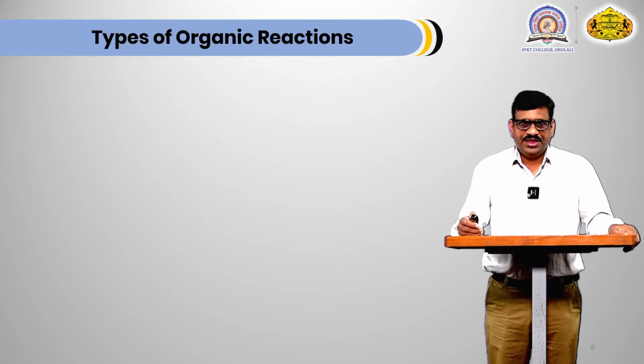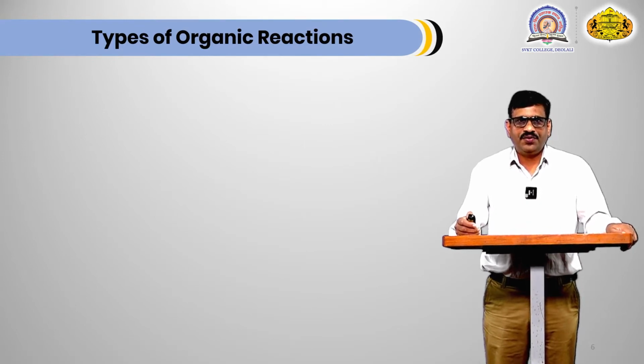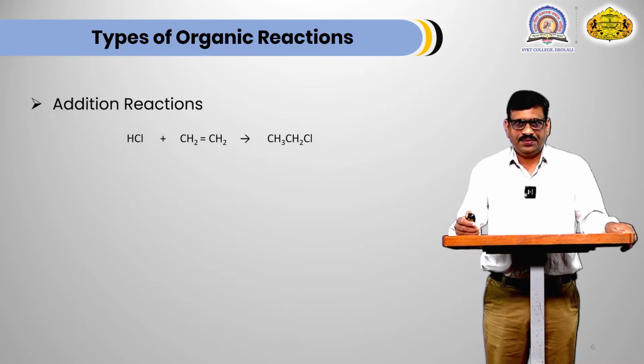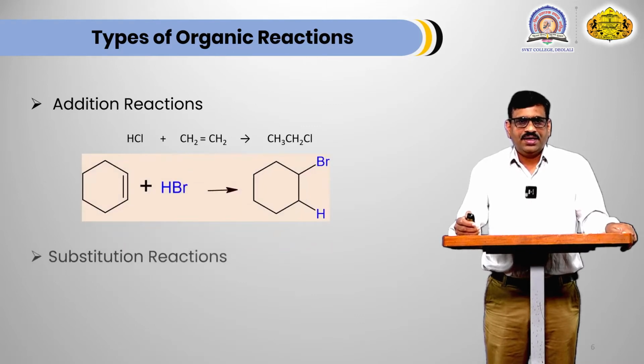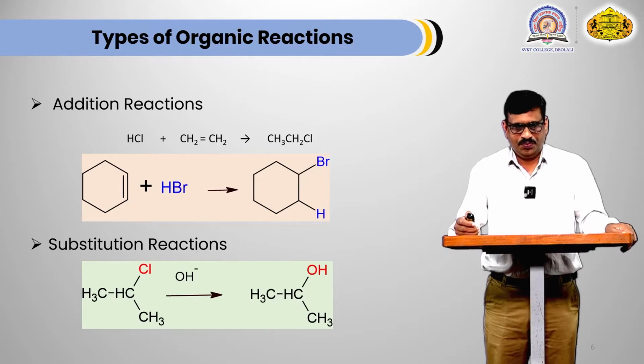Before starting our elimination chapter, we should know the different types of organic reactions. There are 4 types of organic reaction: addition reaction, substitution reaction, elimination reaction, and rearrangement reaction. In addition reaction, 2 reactants add together to form a single product. For example, HCl, when added to ethylene, forms ethyl chloride. In substitution reaction, an atom or group from the substrate molecule is substituted by another atom or group. In this case, chlorine atom is replaced by hydroxyl group.